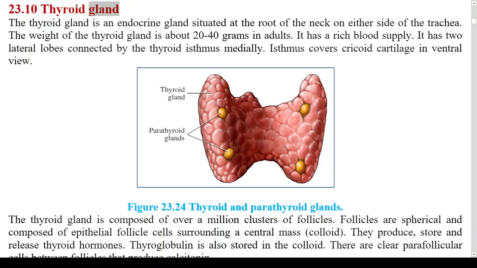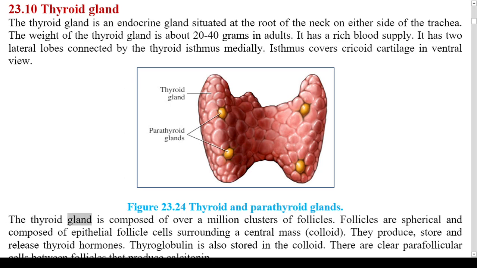23.10 Thyroid gland. The thyroid gland is an endocrine gland situated at the root of the neck on either side of the trachea. The weight of the thyroid gland is about 20 to 40 grams in adults. It has a rich blood supply. It has two lateral lobes connected by the thyroid isthmus medially. Isthmus covers cricoid cartilage in ventral view. Figure 23.24 Thyroid and parathyroid glands.